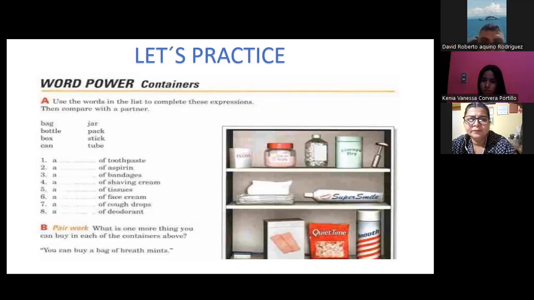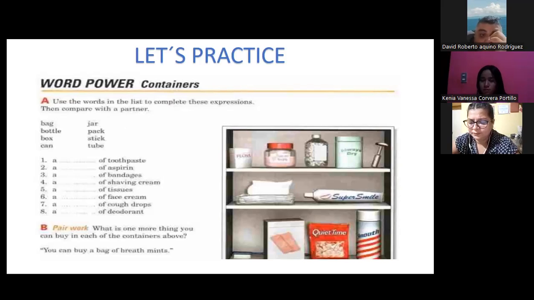A jar? Acuérdense, a jar. Puede ser un tarro para la crema para la cara, para el rostro. Puede ser un jar o un bottle. A jar of face cream. Para mí, un jar. Could be a jar and also could be a bottle. Ambos son correctos. Bottle es bote o botella. Jar es un tarro.